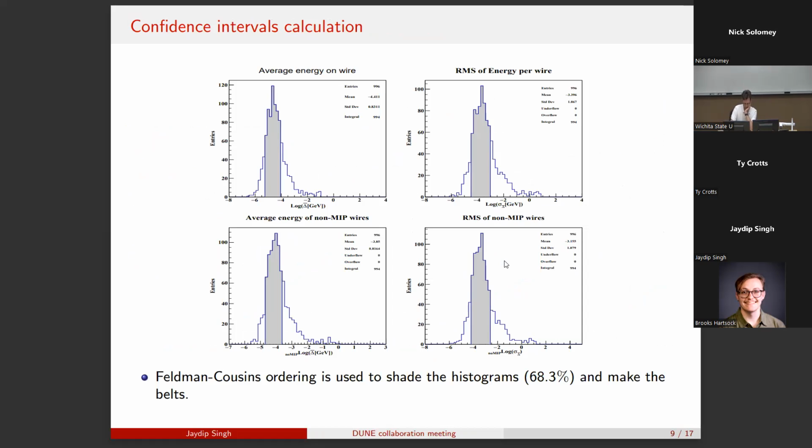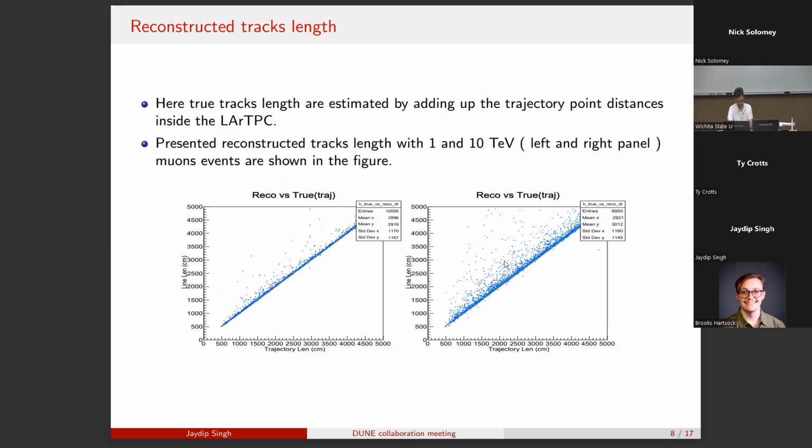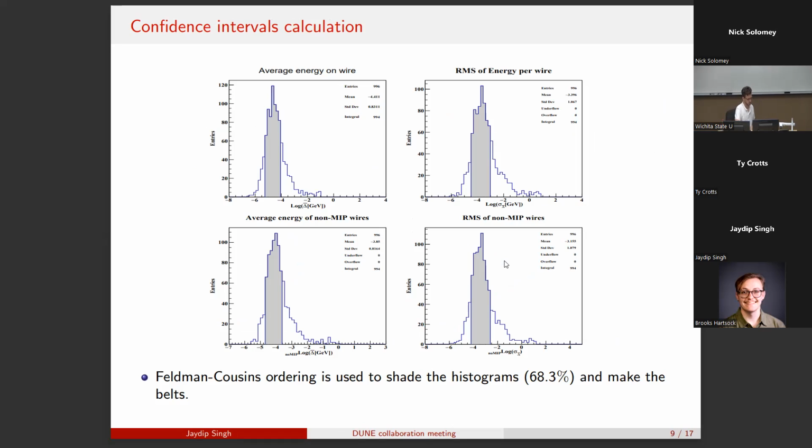Okay, so in the previous slide, I showed the list of parameter histograms. Now our job is to correlate these observables with the true muon momentum. For ordering this, we are using Feldman-Cousins ordering. This ordering basically takes the 68.3% of the events for that energy, and this will make a belt, I mean, a confidence interval, and this confidence interval will be used to get the confidence belt. Basically, we are using Neyman construction for correlation.